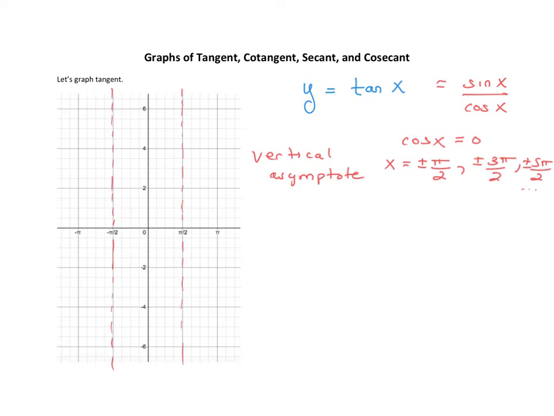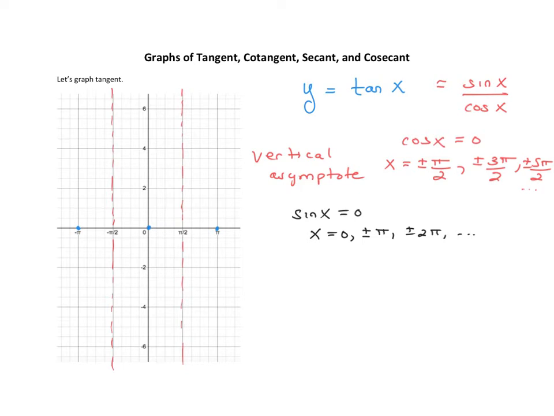What are some values that are on the tangent function? Well, if the numerator is ever equal to 0, then the entire function is equal to 0. So for example, where is sine of x equal to 0? This happens if x is equal to 0, plus or minus pi, plus or minus 2 pi, and so on. So if we're graphing tangent, it's equal to 0 at 0, as well as pi, negative pi, 2 pi, negative 2 pi, and so on.